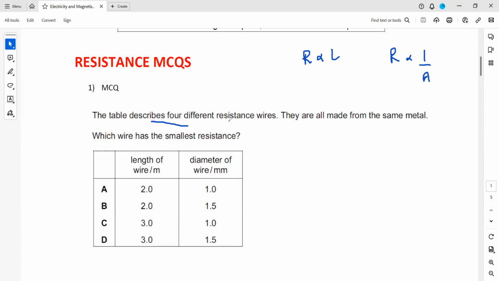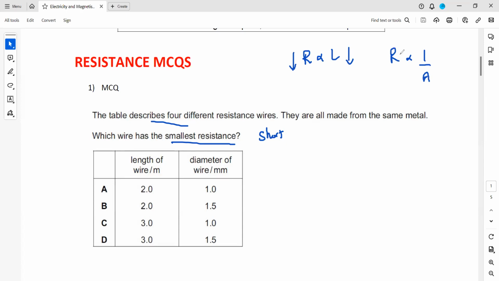So the table describes four different resistance wires. They're all made from the same metal. Which wire has the smallest resistance? So if we want the smallest resistance, we want a shorter wire, because if we increase the length, the resistance will be higher. If we decrease the length, the resistance will be smaller. So we want a shorter wire for a smaller resistance. So the wire must be short.